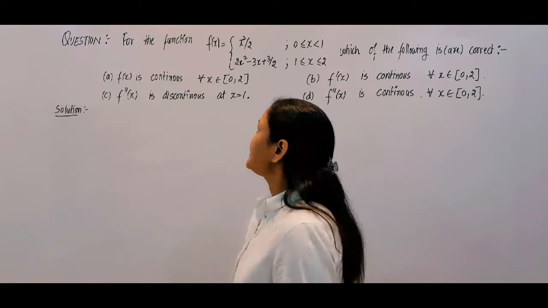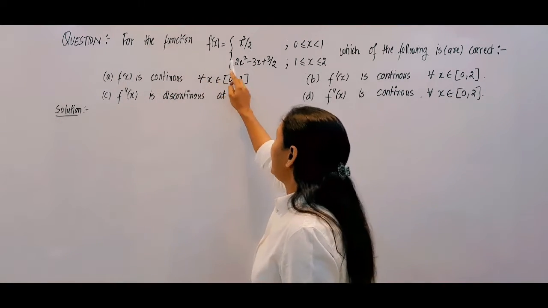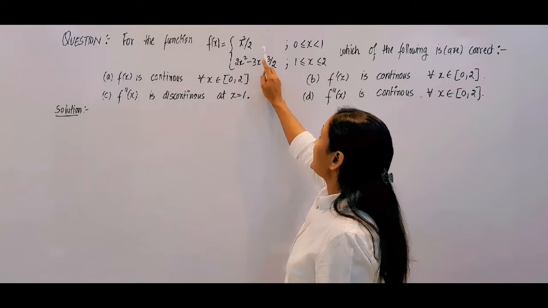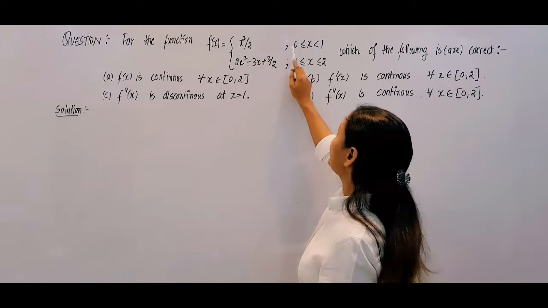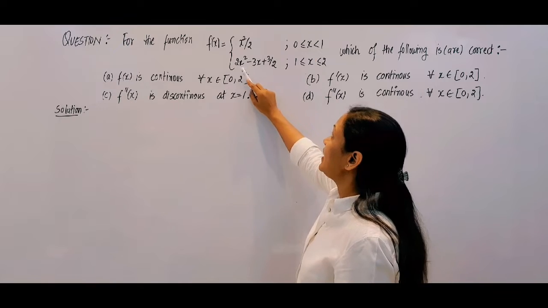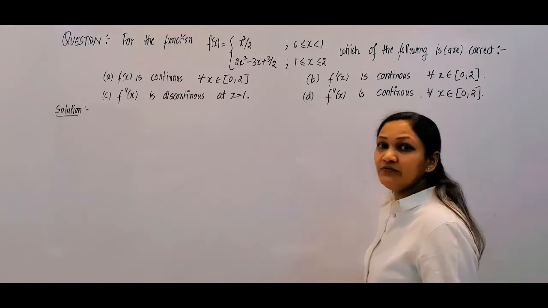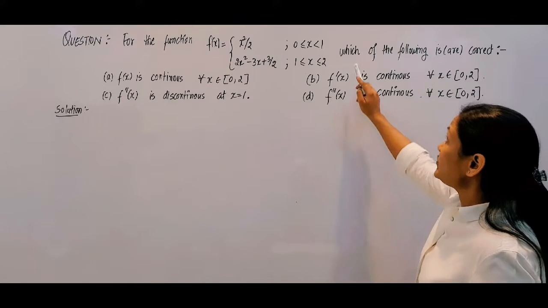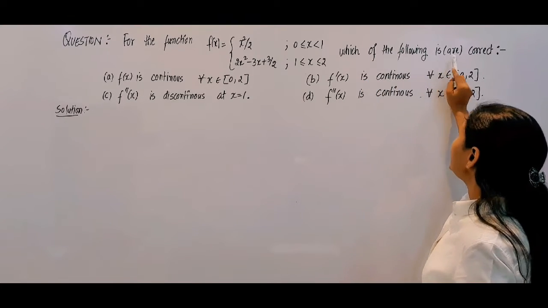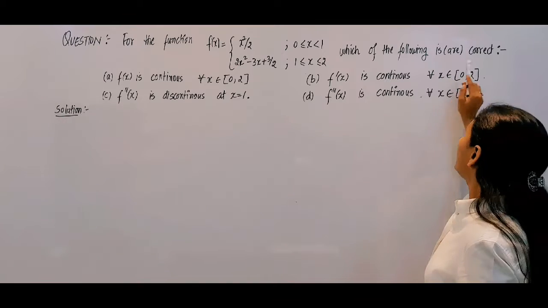Your question is, for the function f(x) defined as x square by 2, a polynomial function when x is lying between 0 to 1, and another quadratic polynomial when x is lying between 1 to 2. Now you have to find which of the following is or are correct.